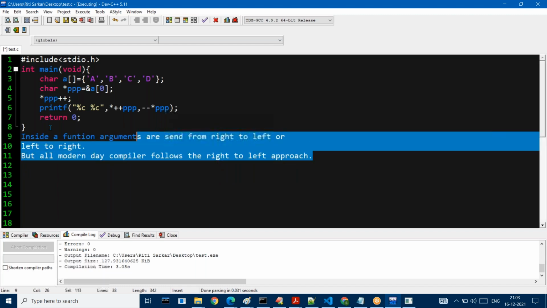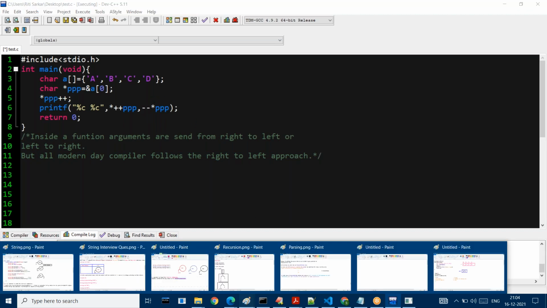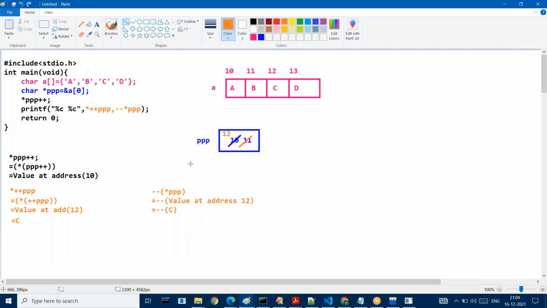So where I am making the mistake is, observe carefully, I am evaluating this first followed by this. All modern day compilers follow the right to left approach. It means the rightmost argument will be evaluated first. If this one is evaluated first, we will get it correct. Forget about this part, it will be done later.